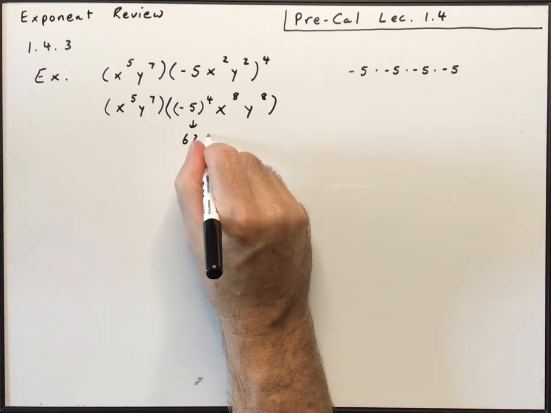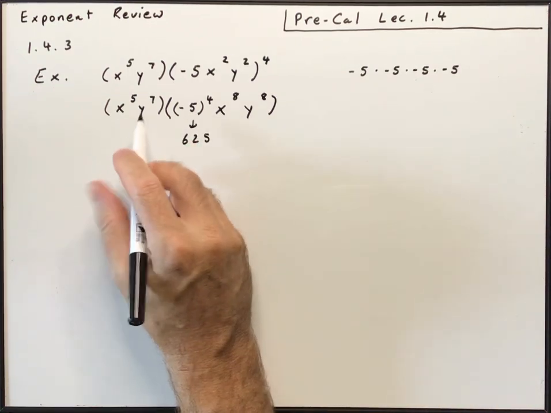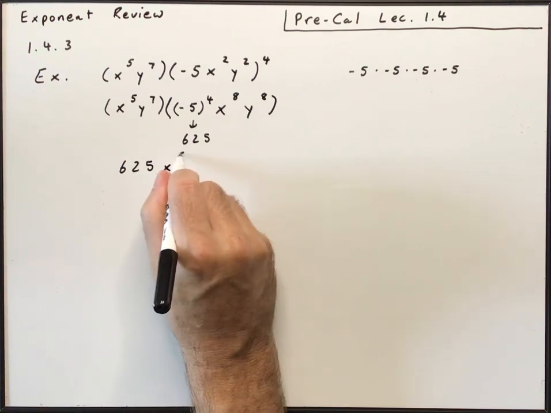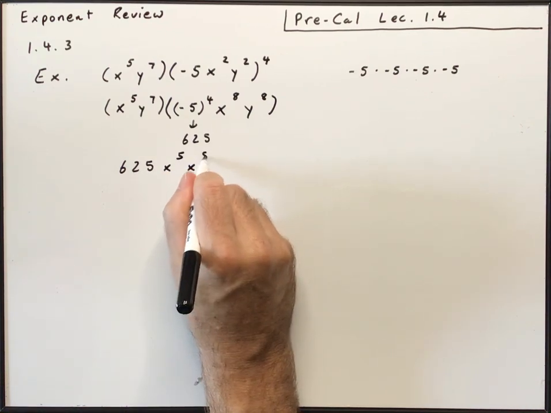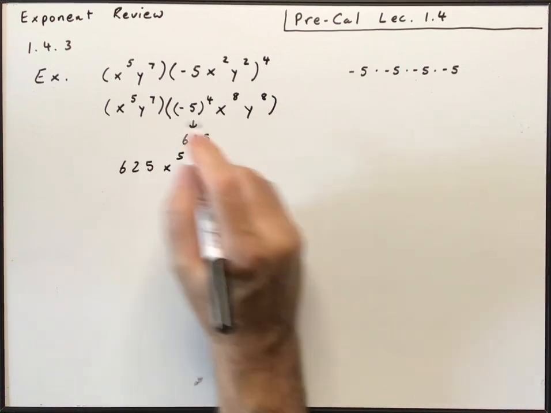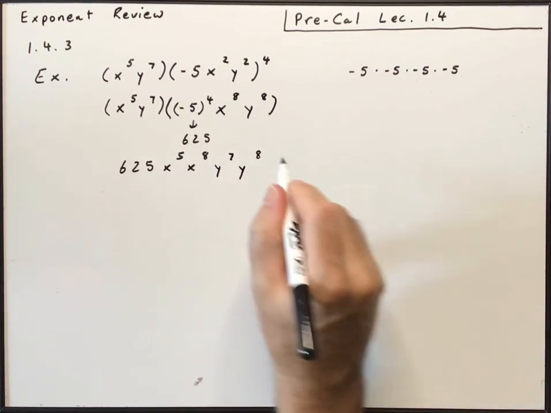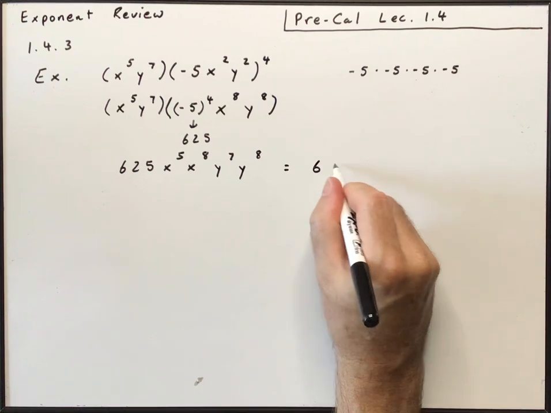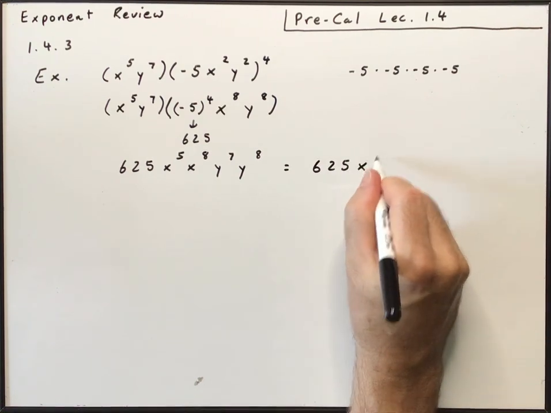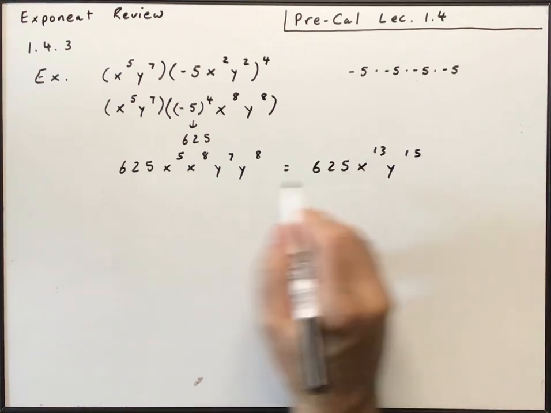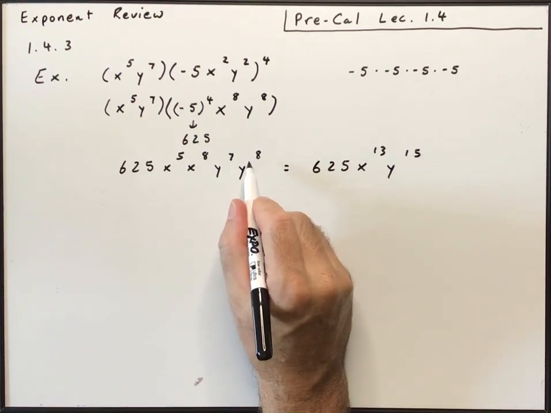This is 625. So what we would have here is 625 times x to the 5th times x to the 8th. So I'm putting the x's together, times y to the 7th times y to the 8th. So that would be 625 times x to the 13th times y to the 15th. 7 plus 8, 15.